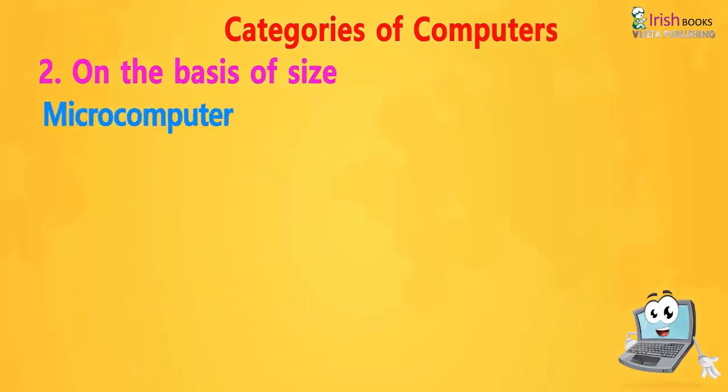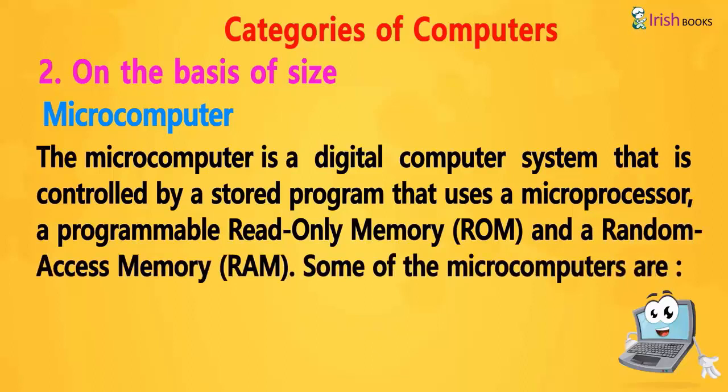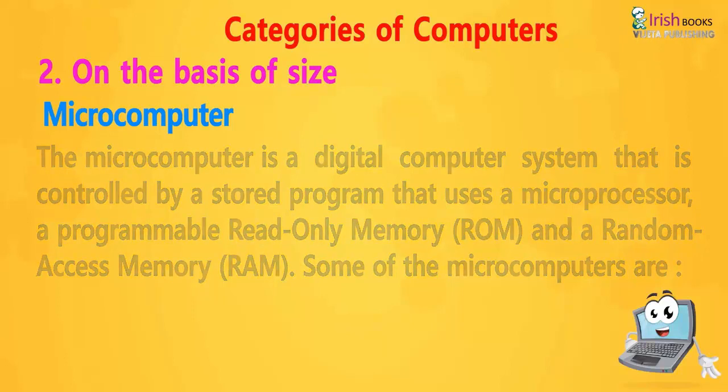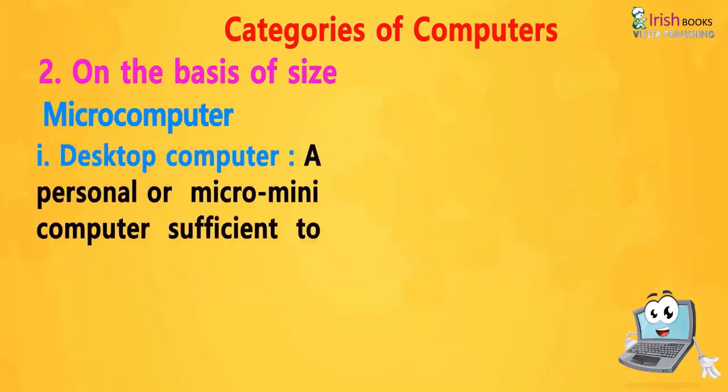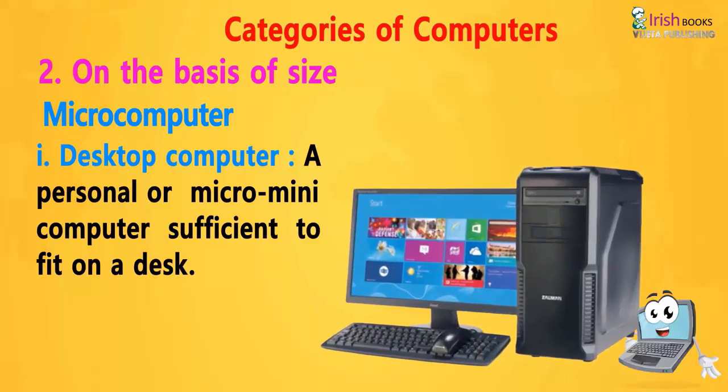Microcomputer. The microcomputer is a digital computer system that is controlled by a stored program that uses a microprocessor, a programmable read-only memory, ROM, and a random access memory, RAM. Some of the microcomputers are desktop computer, a personal or micro mini computer sufficient to fit on a desk.